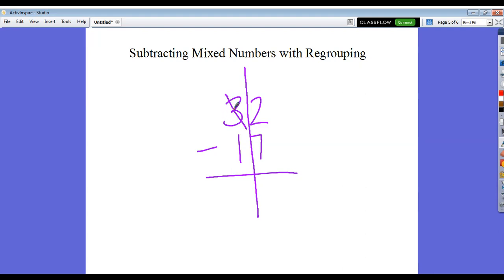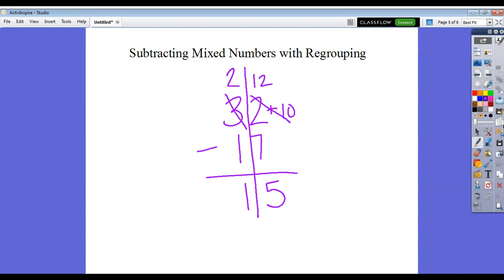borrow from this 3. I would take 1 ten away, and that's going to become now 2 tens. Because I'm taking a 10 away, this 2 is now adding 10 to it. So this is actually becoming a 12. Now I can subtract: 12 minus 7 will give me 5, and then 2 minus 1 will give me 1, for an answer of 15.